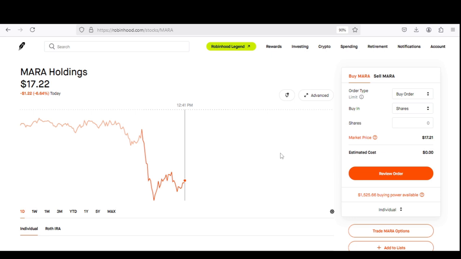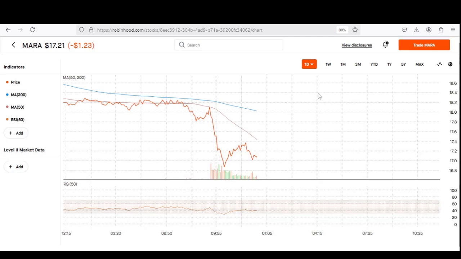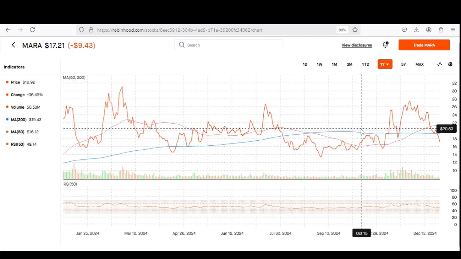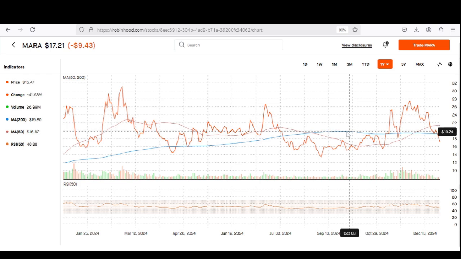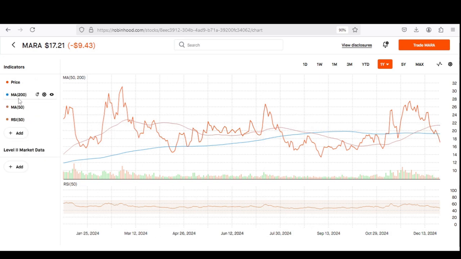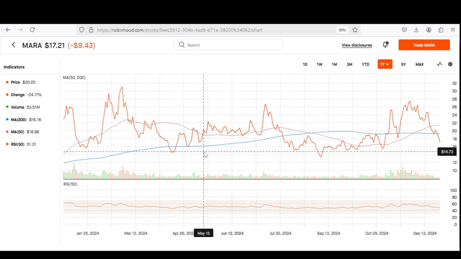So if you are trading on Robinhood or any of the other brokerages, you simply need to go into your advanced feature. We're going to go out to 1 year. And what I do in order to know the movement of the price of Mara or any other one, I always follow this blue line. Now, this blue line is going to be your MA 200 or your 200-day moving average.